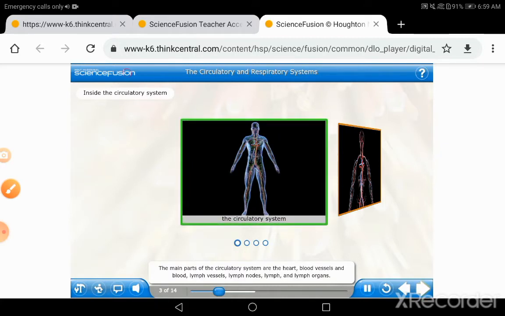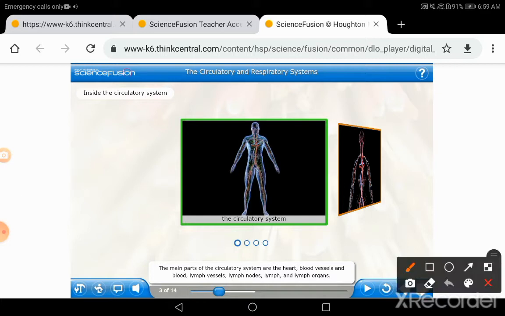The main parts of the circulatory system are the heart, blood vessels and blood, lymph vessels, lymph nodes, lymph, and lymph organs. So these are the main parts of the circulatory system.